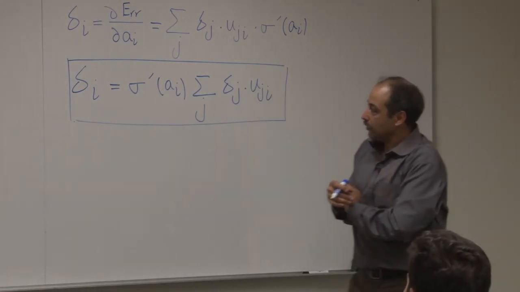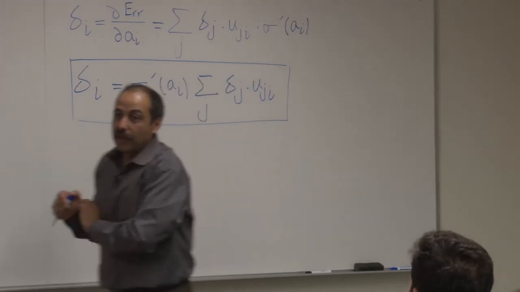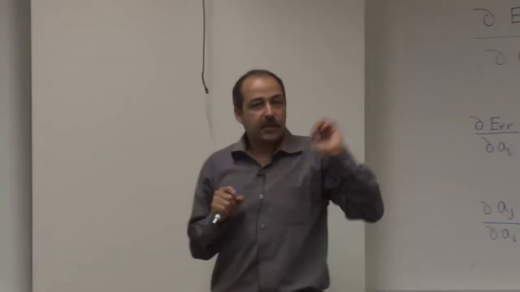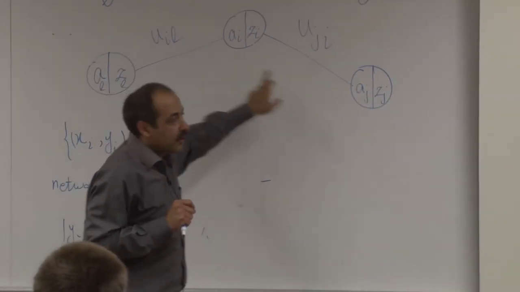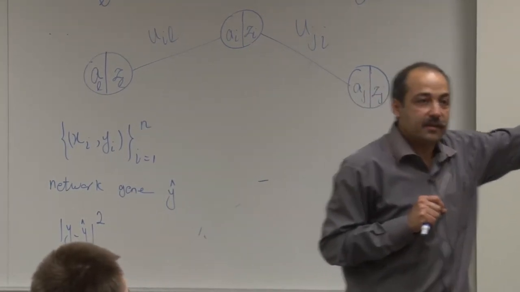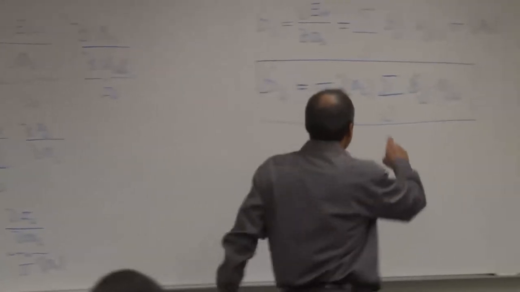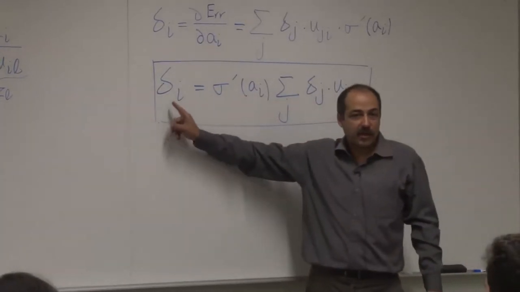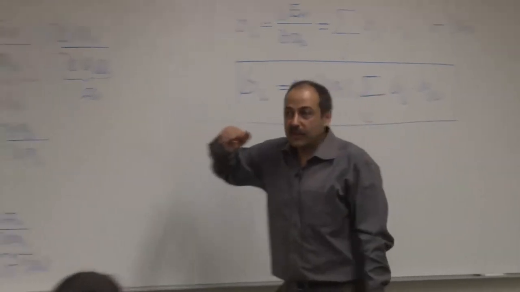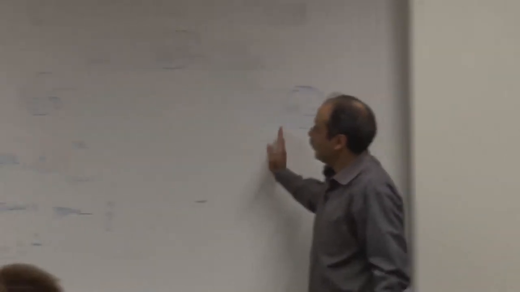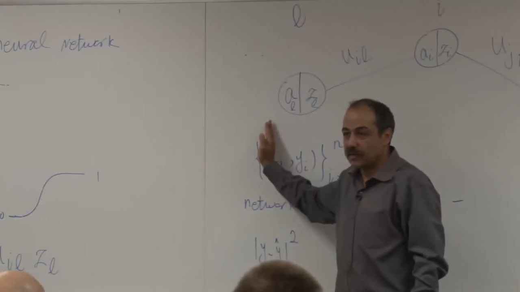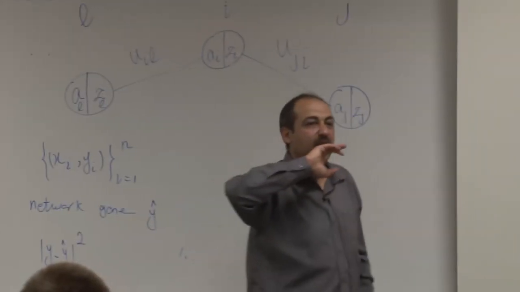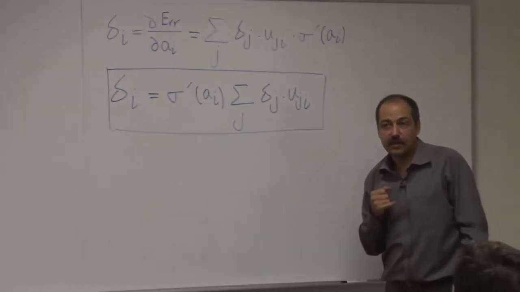Something interesting happened in this formula. There is a quantity delta which is not known to me, but I can compute delta I based on delta J. If you tell me what delta J is, I can tell you what delta I is. If you give me the delta of this layer, I will tell you the delta of the previous layer. So I can define the delta of one layer based on the delta of another layer.